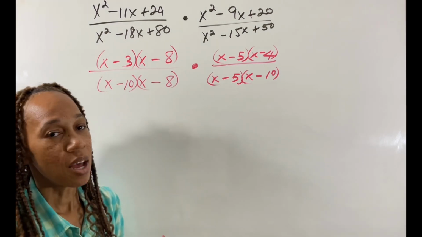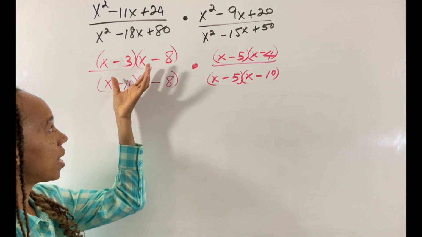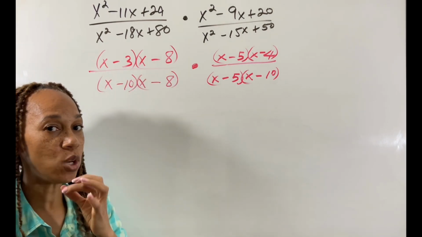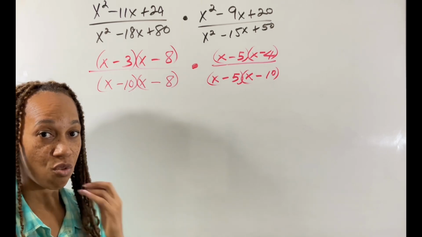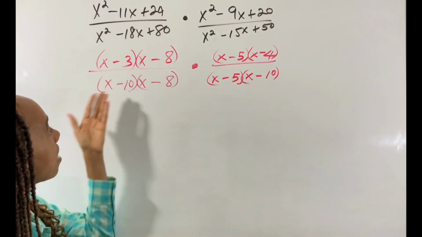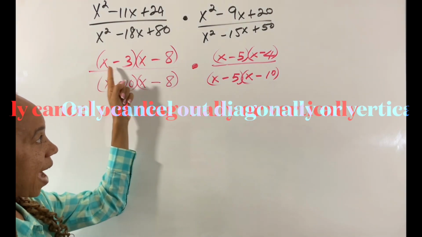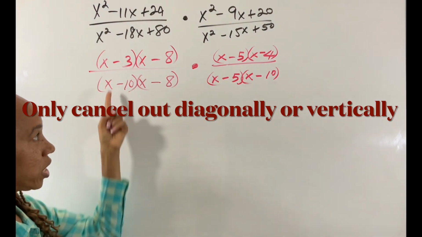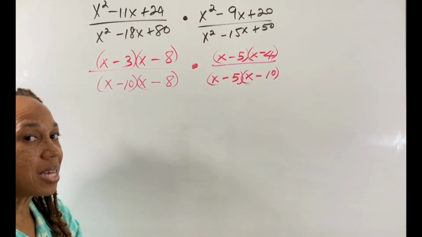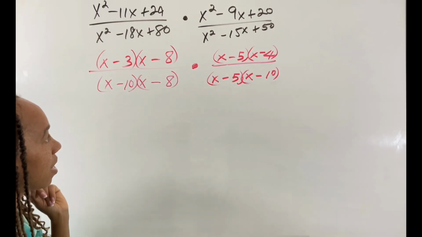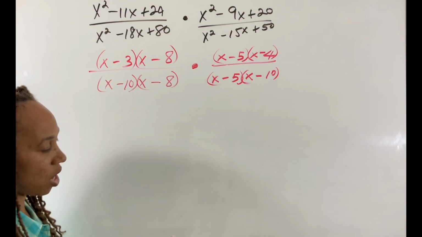You must factor out your quadratic expressions so that you will end up with 2 sets of binomials. Once you do that and they're done correctly, then you're ready to look for any binomial that is the same. It must either be diagonal or vertical. It cannot be horizontal to cancel out. So please remember, must be diagonally or vertically, but not horizontally.